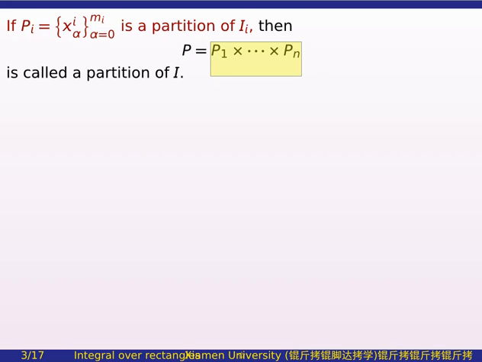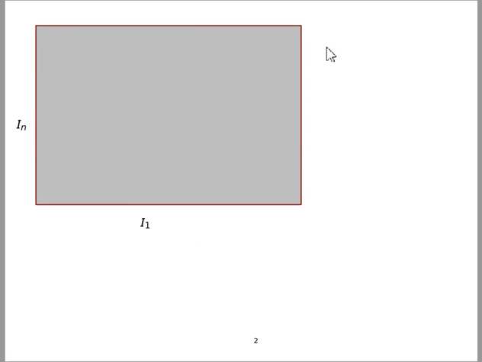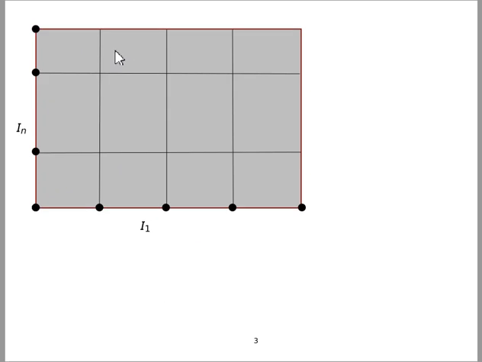So these 20 points are called the partition of the original rectangle. That is this rectangle. These 20 points determine a partition of our rectangle consisting of 12 smaller rectangles side by side.